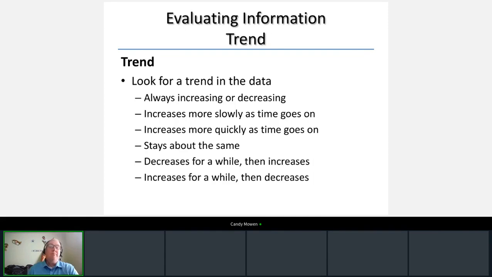Now, trends. Look for a trend in the data. Some examples are always increasing or always decreasing, increases more slowly as time goes on, or increases more quickly as time goes on. Stays about the same. Decreases and then increases, or increases and then decreases. These are trends that you look at when you're looking at data.